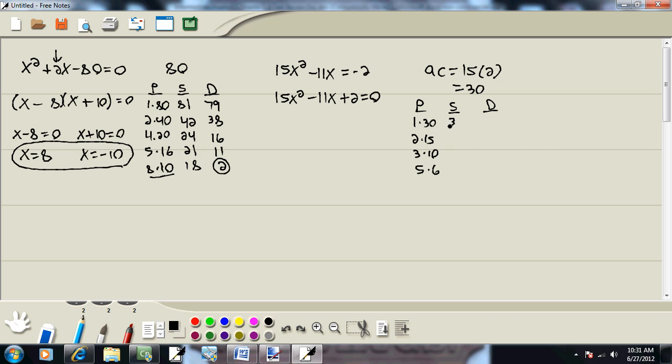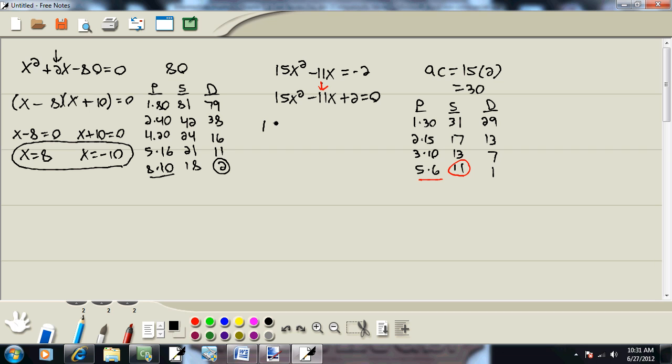Add them. 1 plus 30 is 31, 2 plus 15 is 17, 3 plus 10 is 13, 5 plus 6 is 11. Subtract them, difference column. 30 minus 1 is 29, 15 minus 2 is 13, 10 minus 3 is 7, 6 minus 5 is 1. Now, the number we're looking for is the number in our middle term, which is 11, which is right here, which means we use 5 and 6.